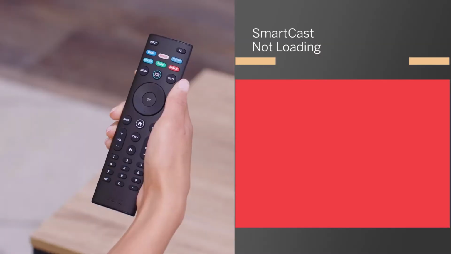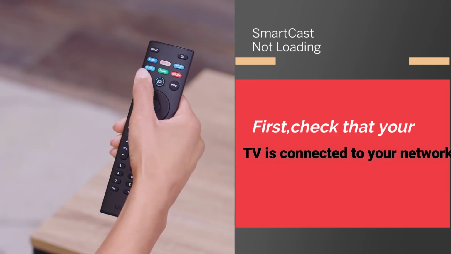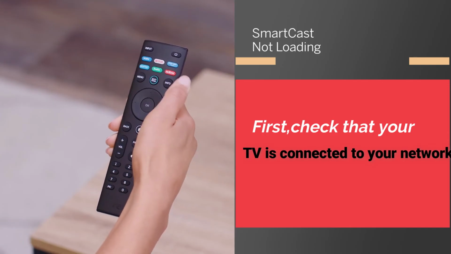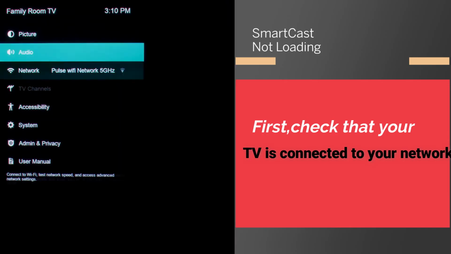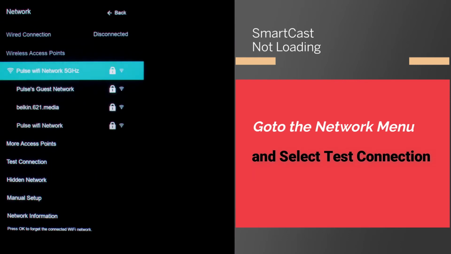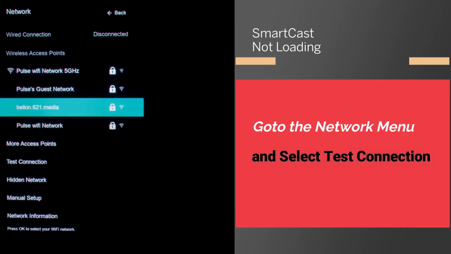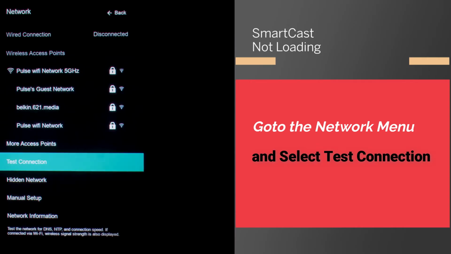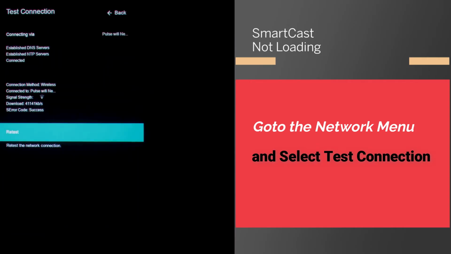First, you will need to check that your TV is connected to your network. Go to the network menu and select test connection. If the network test shows that the network isn't connected or that the connected speed is 0 or unavailable, that means the problem is with your internet network.